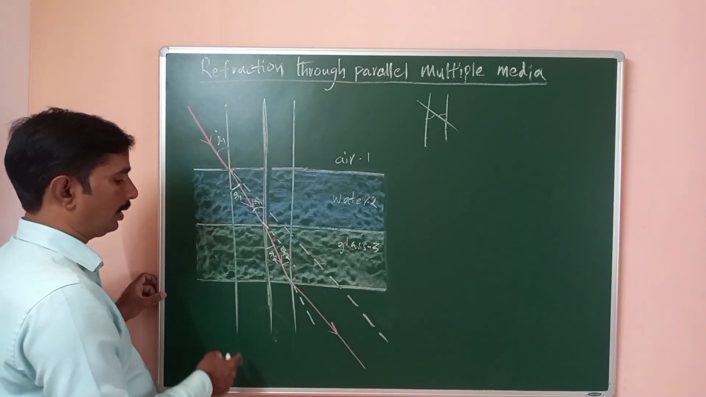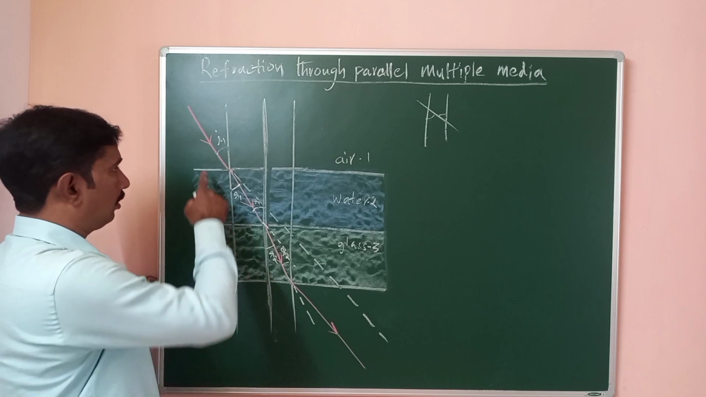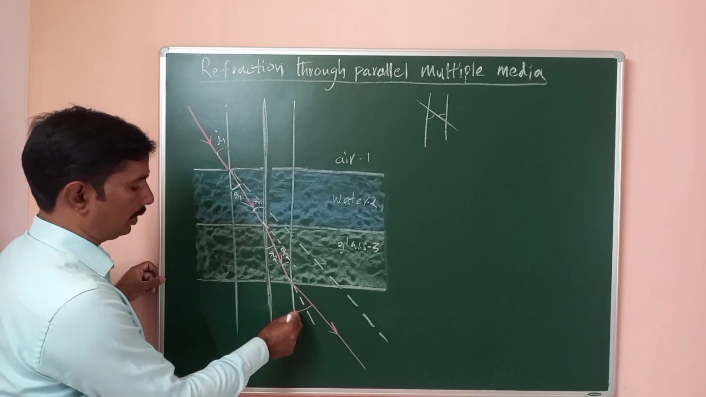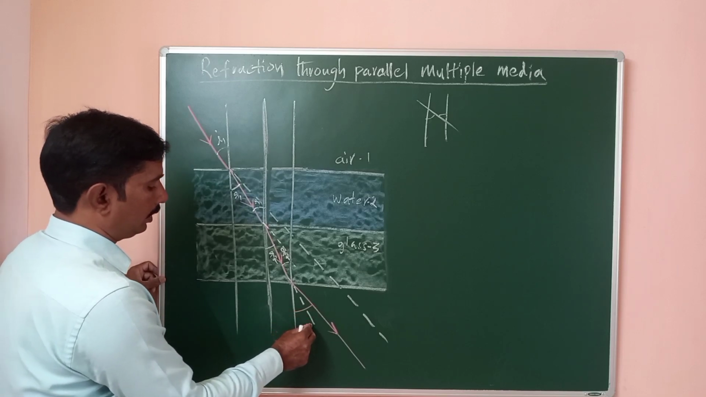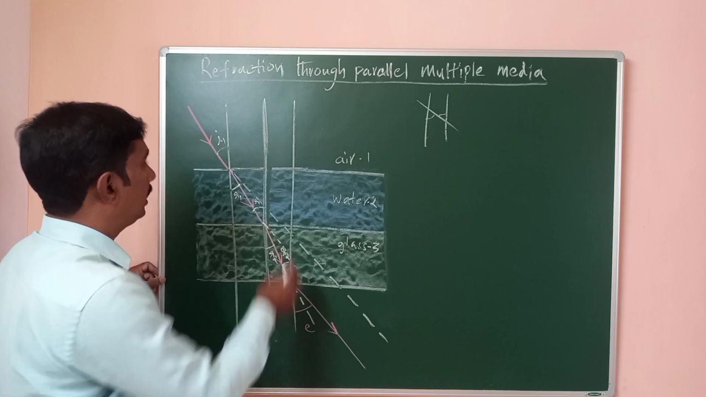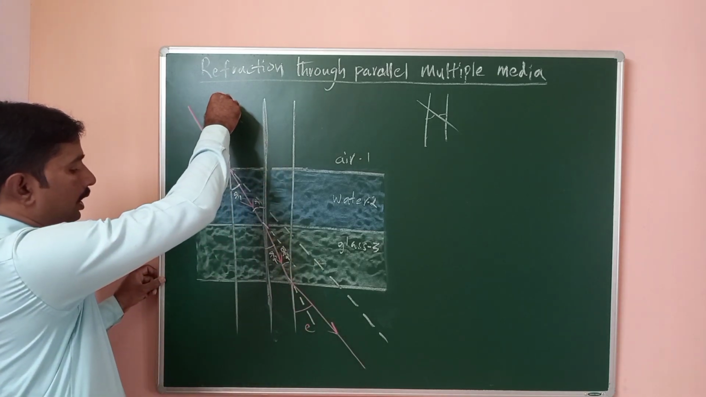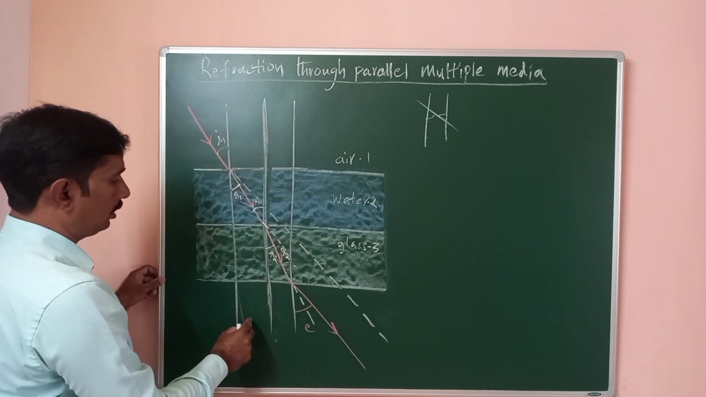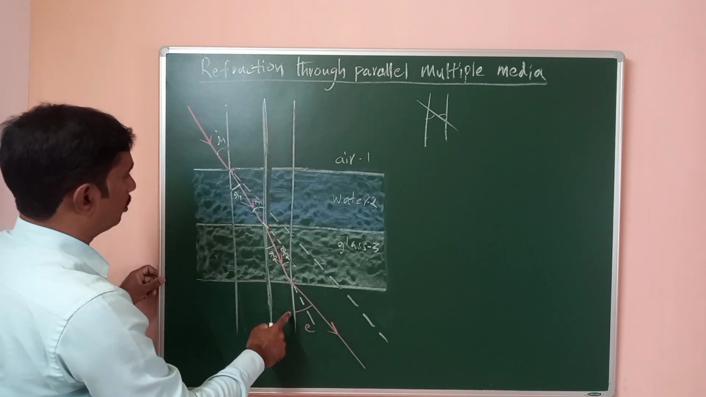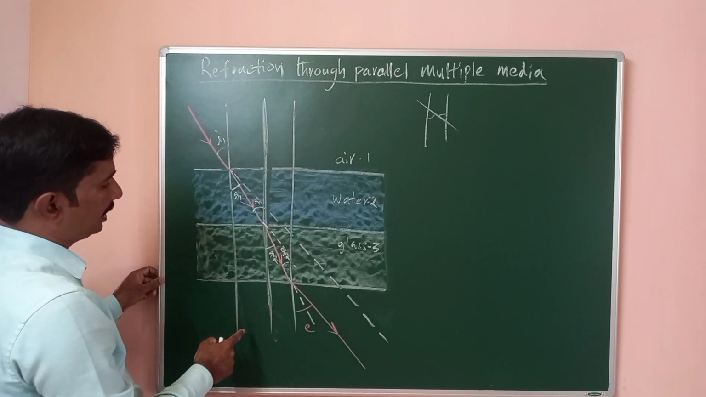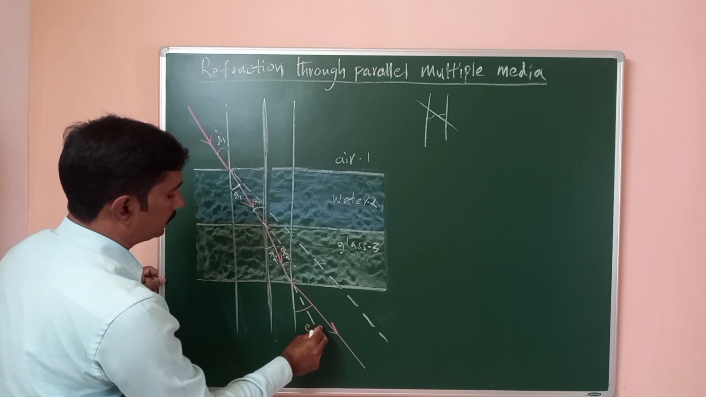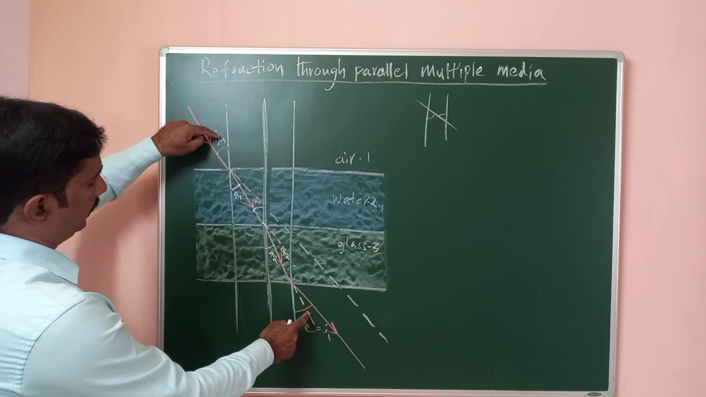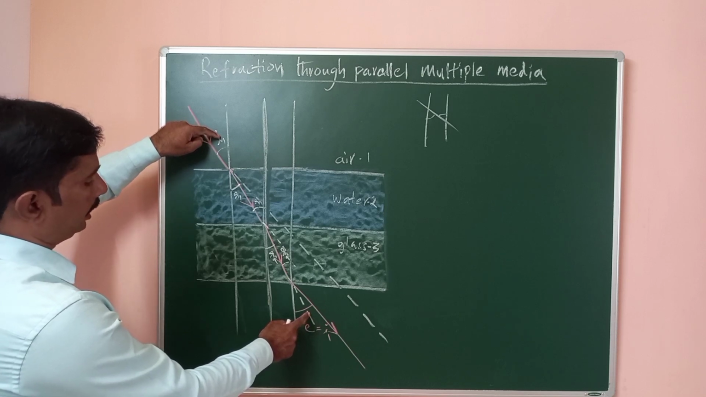When it is going from glass, it is coming back to air. We will call this angle E, the emergent angle. Now you see, this is a normal. This is also a normal. Therefore, what happens here is, this E becomes equal to I1. These two angles are equal.